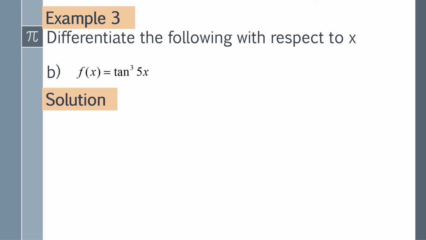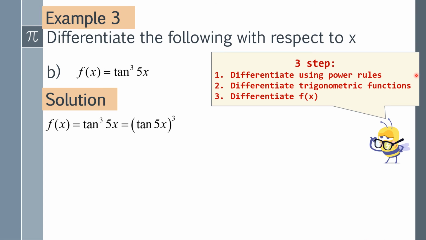Example 3b. f(x) is equal to tangent to the power of 3 of 5x. First we rearrange this equation. Tangent to the power of 3 of 5x becomes tangent 5x in brackets to the power of 3. Next, we follow 3 steps here. The first one, we differentiate using the power rule. The power here is 3. Then, using the power rule, we have f prime x is equal to 3 tangent 5x to the power of 2. The power is reduced by 1.